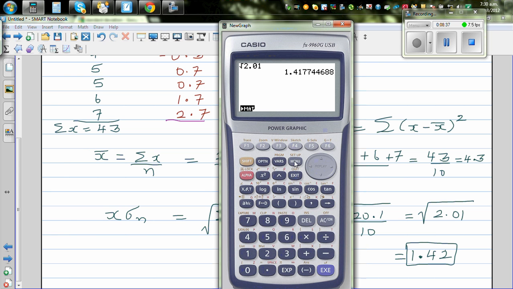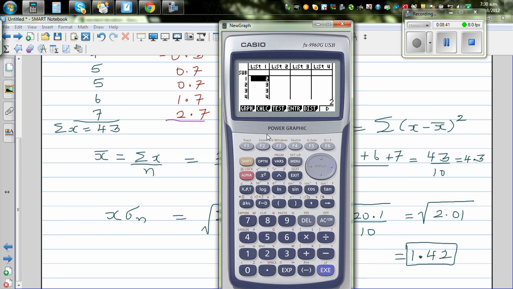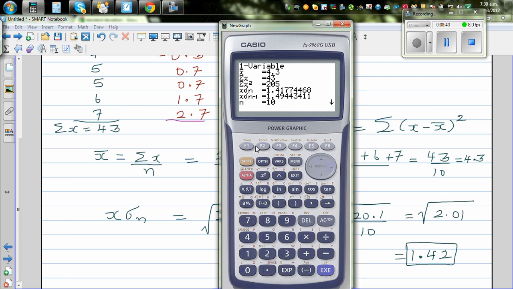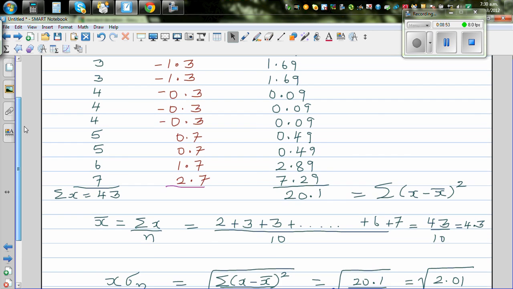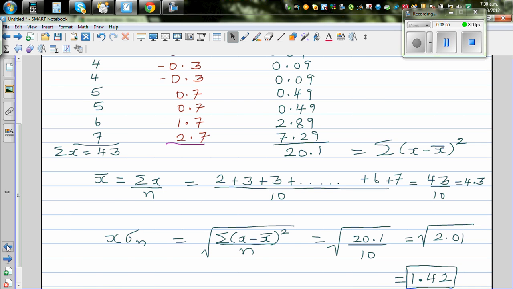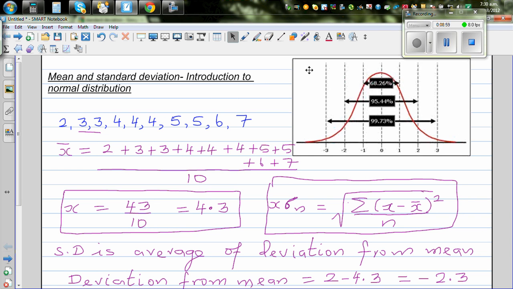So let me show you that again in the stats menu so that you can confirm. Calculate, F1. So this is x sigma n, 1.42. So the standard deviation of this data is 1.42. Okay, so let me briefly talk about standard deviation and normal distribution.